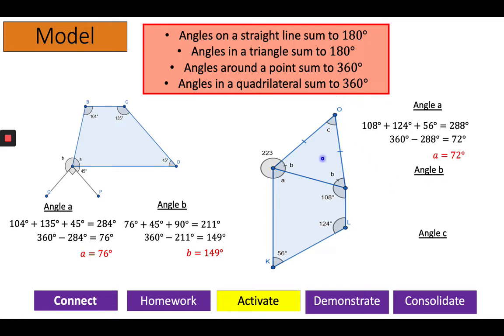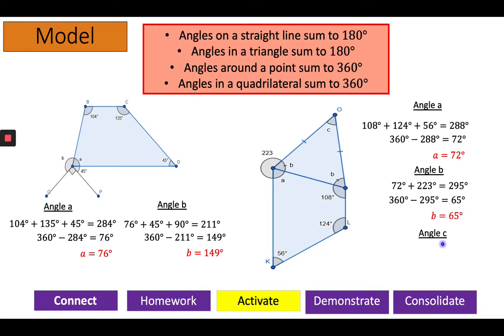Our angle B is in an isosceles triangle and is an angle around a point. Because we don't know any other angles in the triangle, we'll have to find angle B by adding our known angles around the point and then again subtracting it from 360 degrees. So we add 72 plus 223 and we get 295 degrees. We then subtract that from 360 to get 65. So angle B equals 65 degrees.